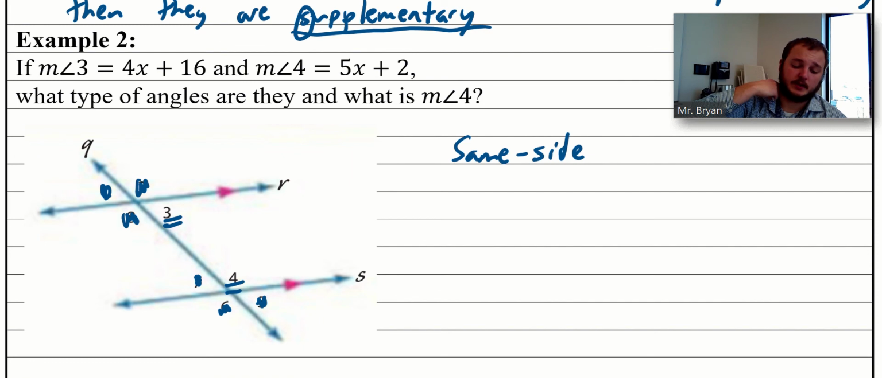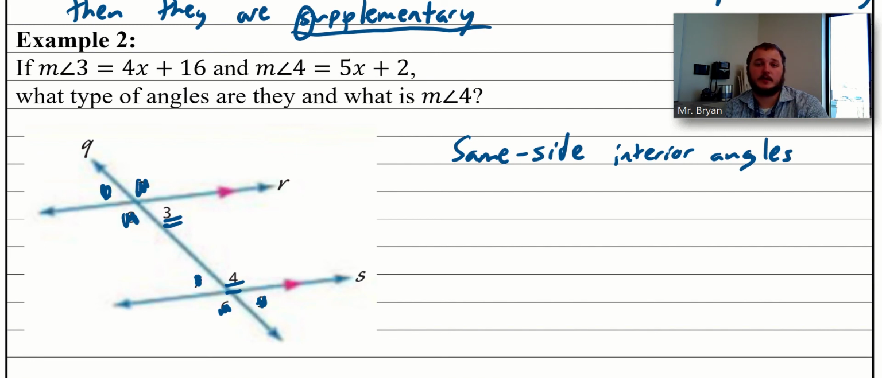And I do want you to write this with me here. And then the next question is, are they on the inside of the parallel lines or the outside? In this case, they are on the inside, or they're between them. So that would be interior. So same side, interior angles. Okay, so that's the first question it's asking: what type of angles am I looking at?